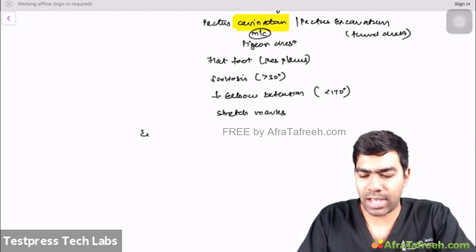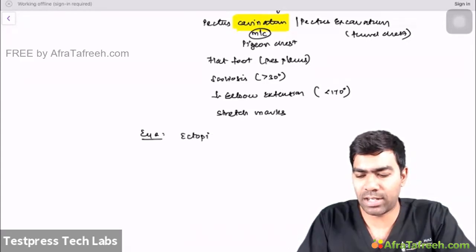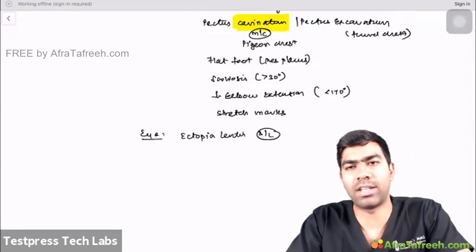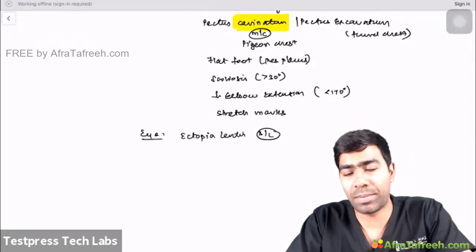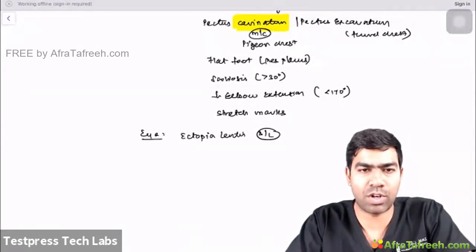And there are some eye features also. We know the eye features, the most important is ectopia lentis. And if it happens, it will usually happen bilaterally, not unilaterally. And the most common area where it dislocates is the superotemporal region, as we all told.